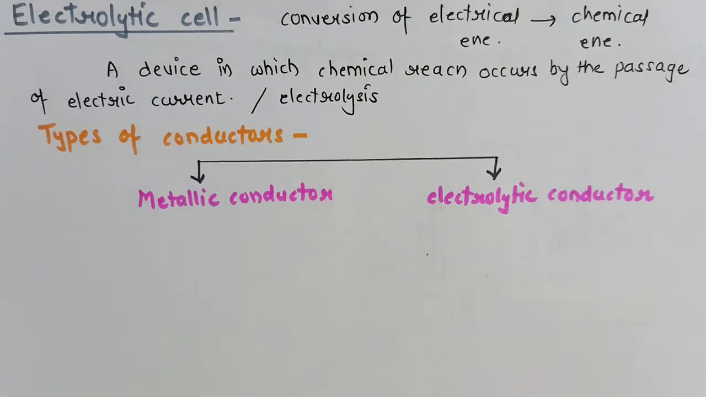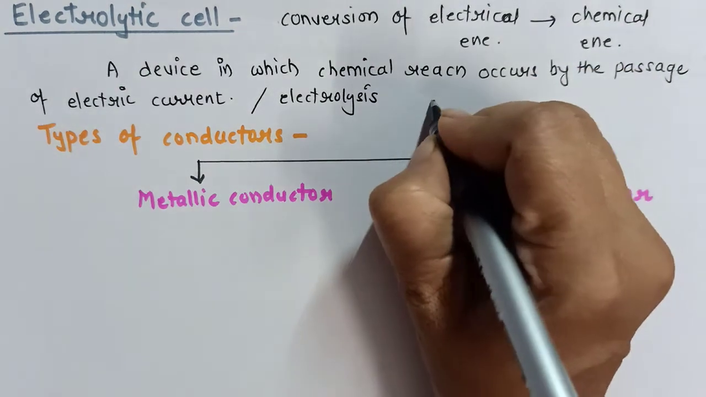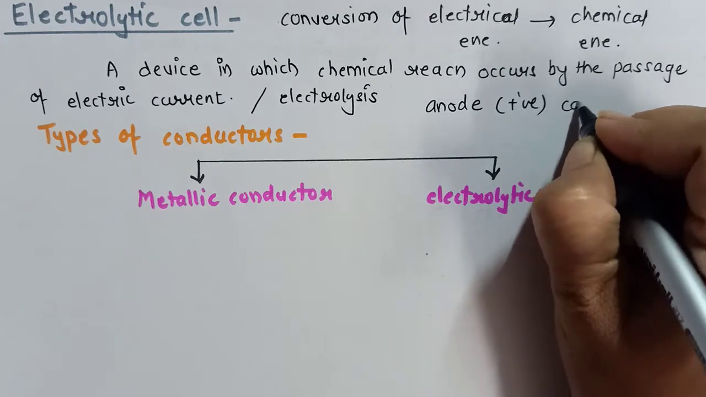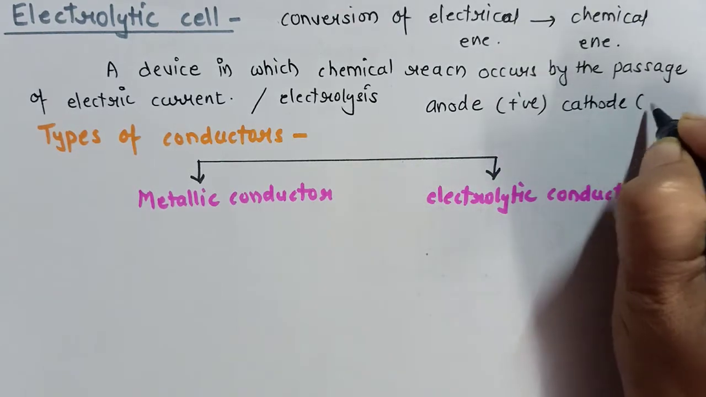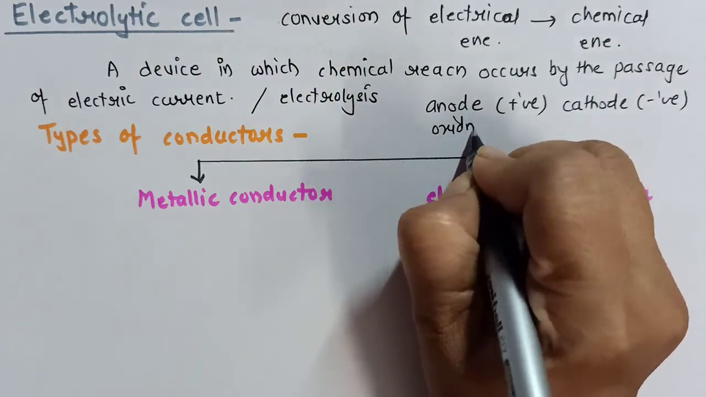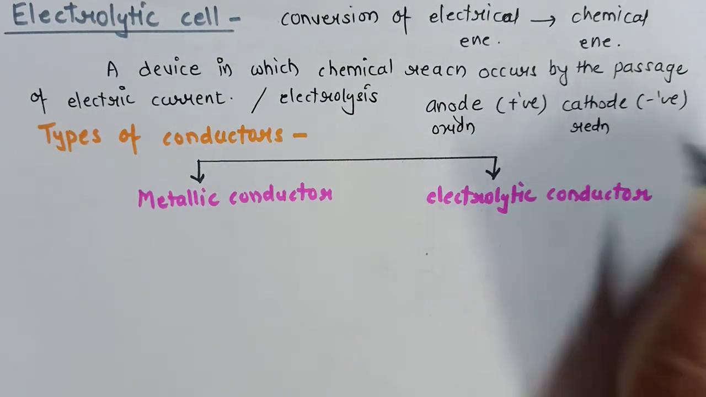The main difference between electrolytic cell and electrochemical cell is that in electrochemical cell, anode is a negative and cathode is a positive pole, whereas in case of electrolytic cell, it is just reverse. In this case, anode is a positive pole and cathode is a negative pole. Although at anode oxidation itself occurs and at cathode reduction occurs.